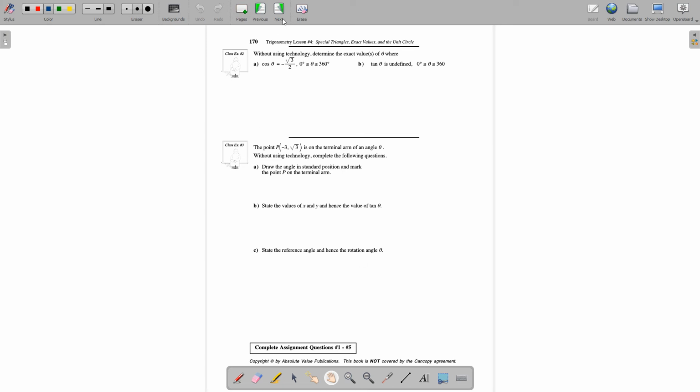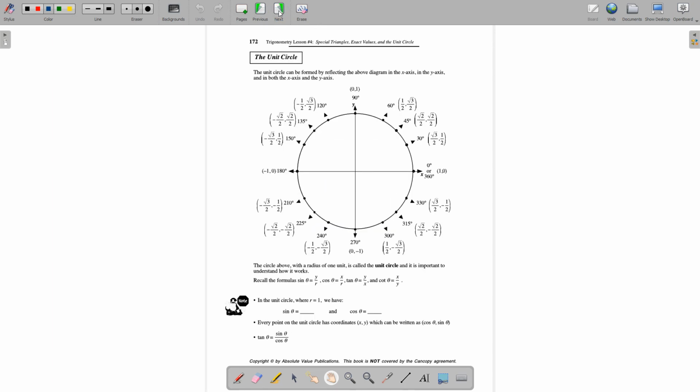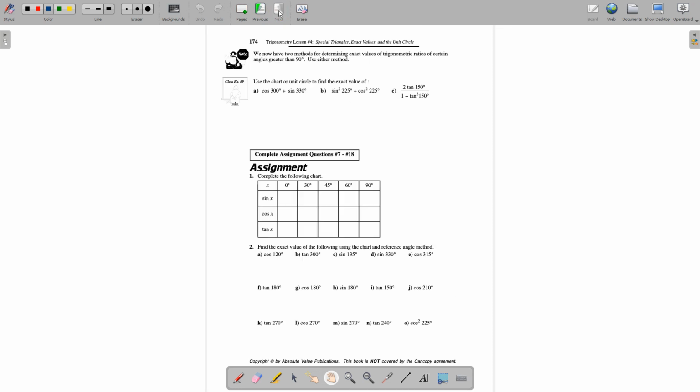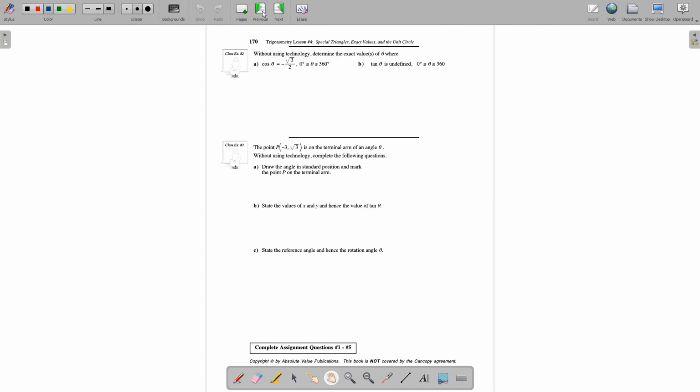Let me just double check. There's only a couple examples. I'm going to be skipping creating the unit circle, by the way, for now. I'll leave that till later. There are about 8 or 9 examples, for the brave of heart, for a bonus if you really want to, but I'm not going to do that. Okay, I'm sticking to the classic examples.